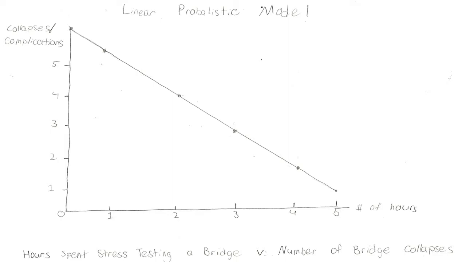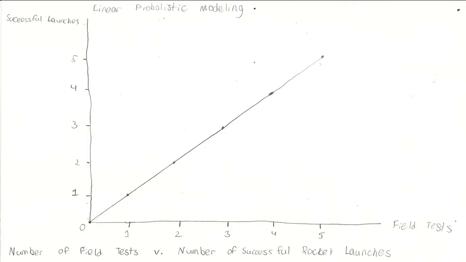Along with the negative correlation in this example, there are also positive correlations which can be seen in the next two. The first is the relation between the number of field tests versus the number of successful rocket launches. As the number of field tests would increase, so would the number of successful launches. This demonstrates a strong positive correlation, and with this, we can then determine the number of field tests we need to perform if we wanted to be successful.